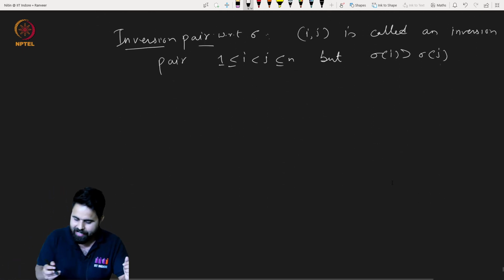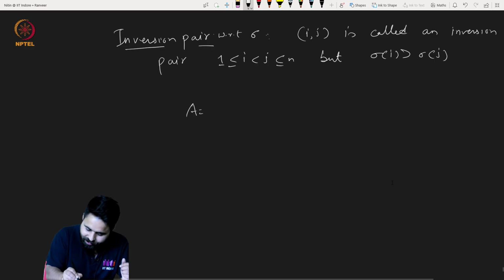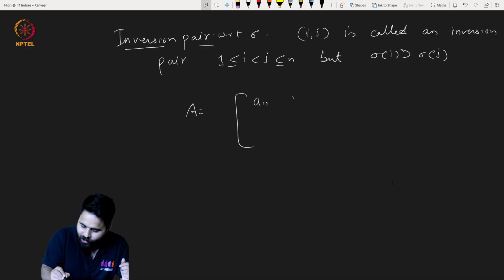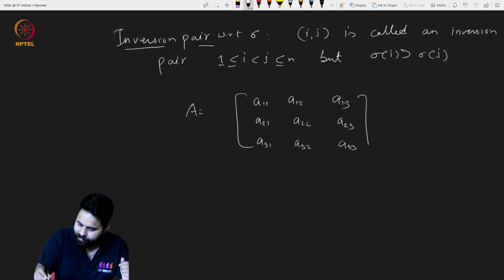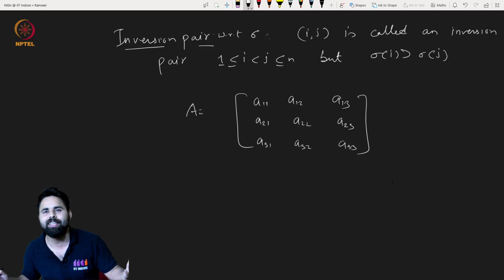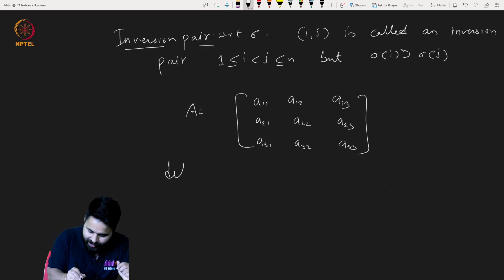Okay, so suppose A is this matrix. A is this matrix: A11, A12, A13, A21, A22, A23, A31, A32, A33. What will be its determinant using the Leibniz formula? So, the determinant of A is what?